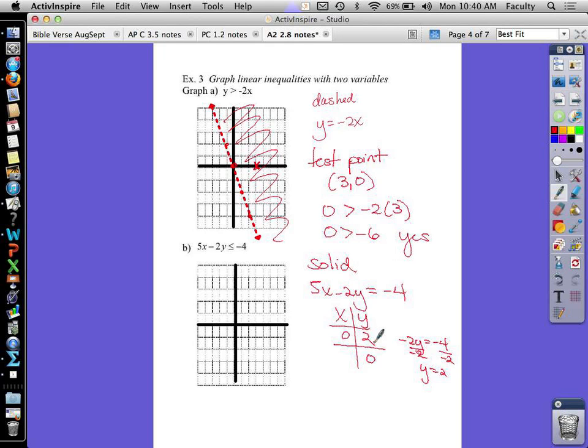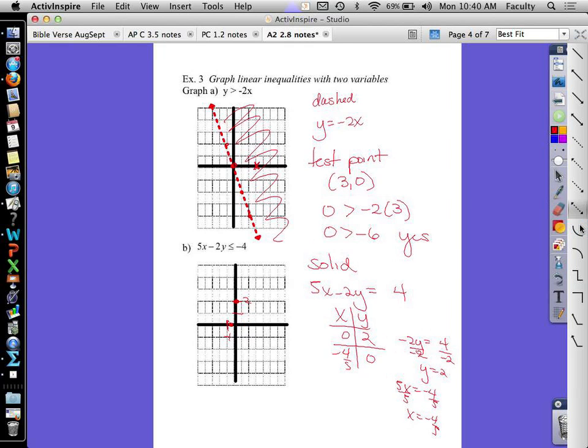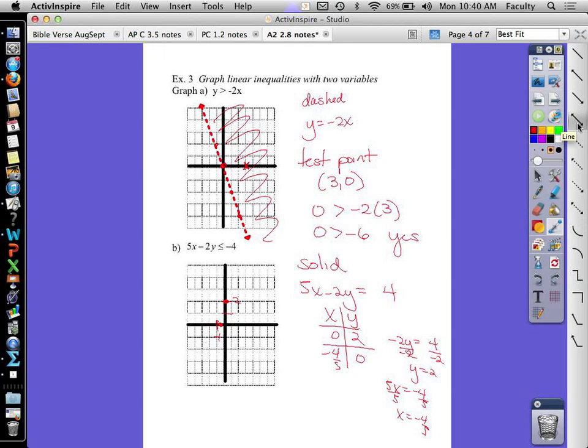Now we're going to let y be 0, and I get 5x equals negative 4. Dividing by 5, x is negative 4/5. Okay, that's not pretty, but it's certainly doable. Negative 4/5 is almost to negative 1. It's solid.